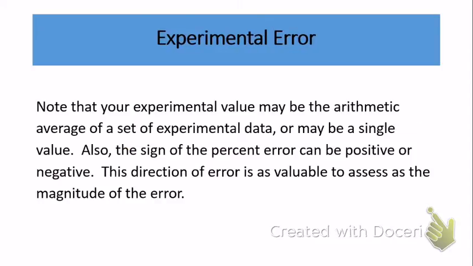All right, so the last, just note that the experimental value may be an arithmetic average, which we just talked about, of a set of experimental data, or a single value. Mostly it's going to be an average from experimental data, okay? And then the sign can either be positive or negative, and that sign can tell us a lot about the systematic error that's occurring in your lab, okay?